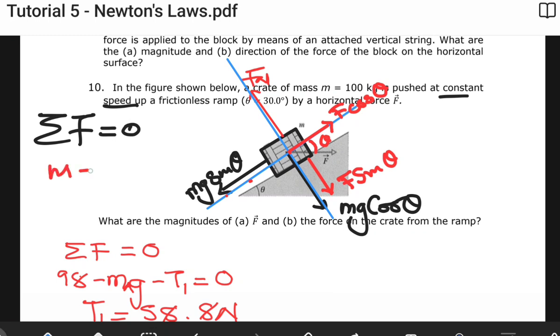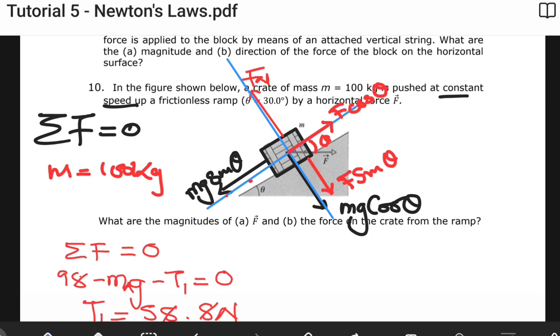Let me just get the mass. Mass is 100 kgs. What we want to find is, in the first part, what are the magnitudes of F, meaning here they want the magnitude of F. In the second part, the force on the crate from the ramp.